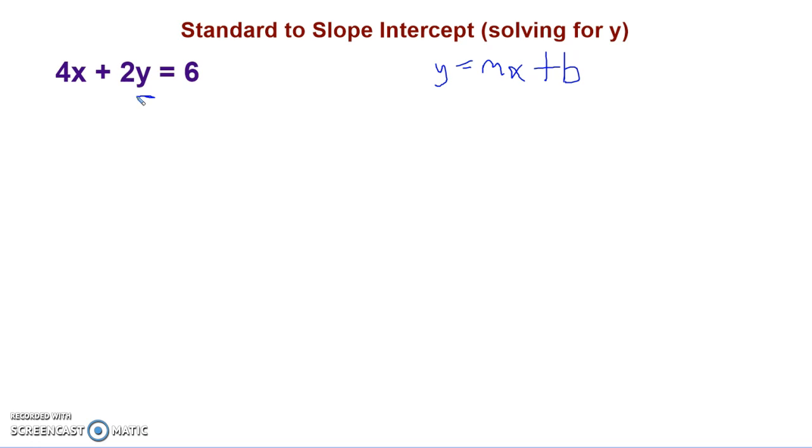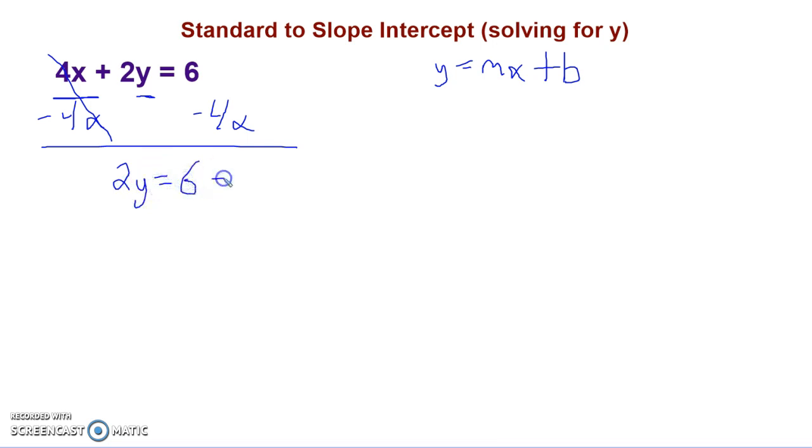So first thing we're going to look for is any subtraction or addition. I see that this here is happening to the y. So let's get rid of this 4x on this side. We need to subtract 4x from both sides. And if we do that, these cancel out here. So we get 2y is equal to 6 minus 4x.